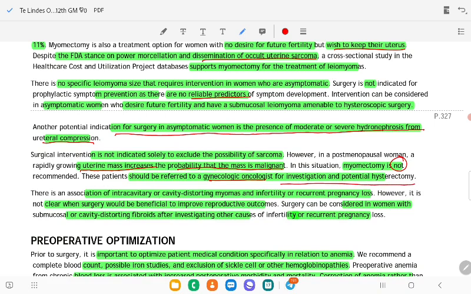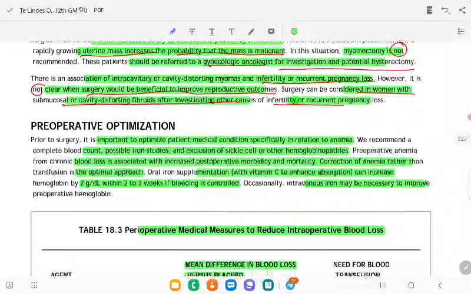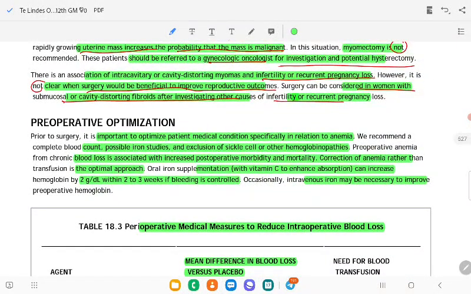There is an association of intracavitary, cavity-distorting fibroids with infertility and recurrent pregnancy loss. However, it is not clear that after removal the reproductive outcome will improve; there is no evidence. Surgery can be considered in women with submucosal cavity-distorting fibroids after investigating other causes of infertility and recurrent pregnancy loss.